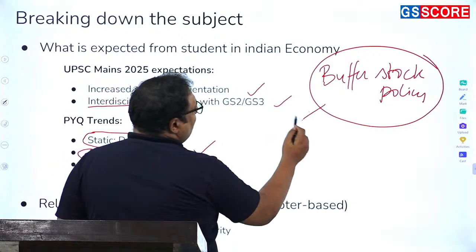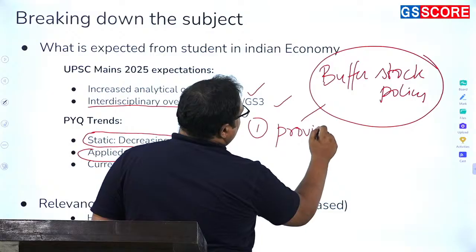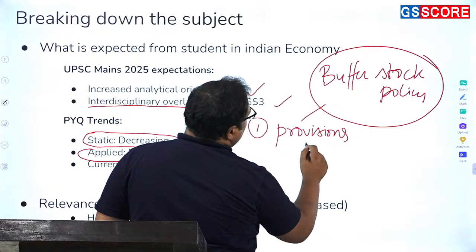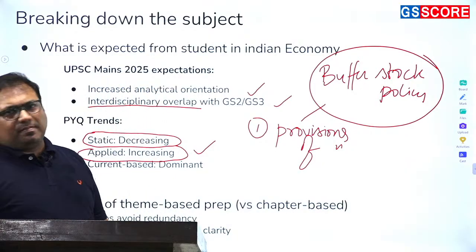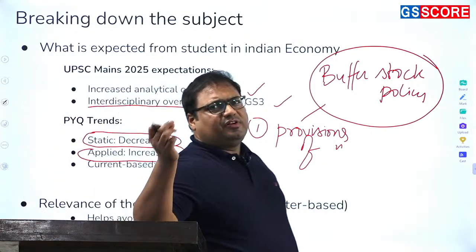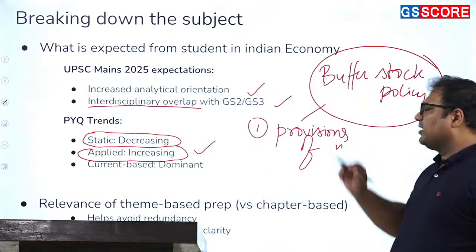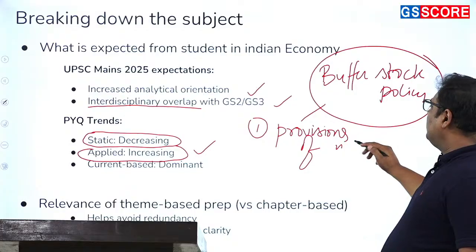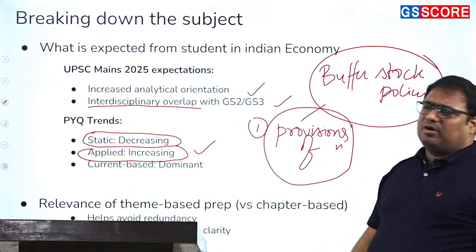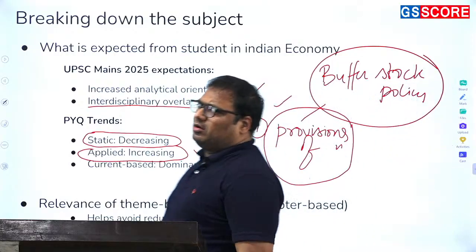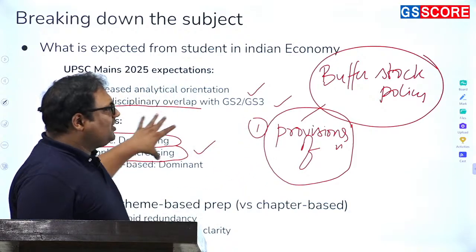First, the buffer stock policy, if they ask the provisions of the policy. Provisions of buffer stock policy. What changes government has brought, which committee suggested what. So if such question is there, that is more of a static question, and that question is purely based on current issue. It is based on whether you read about it in the recent time or not. So that type of question can be asked. That would be a static question from this.